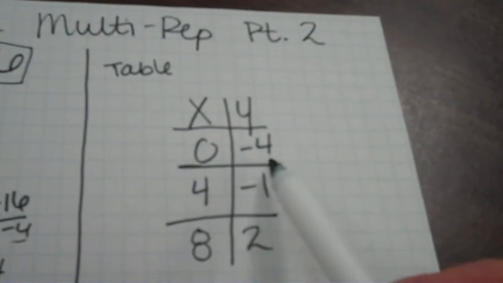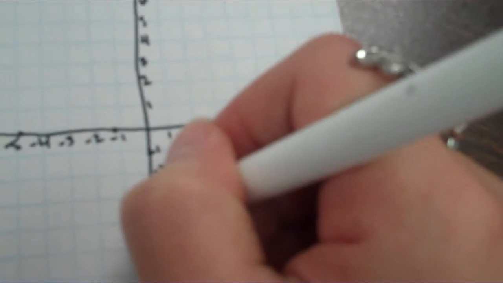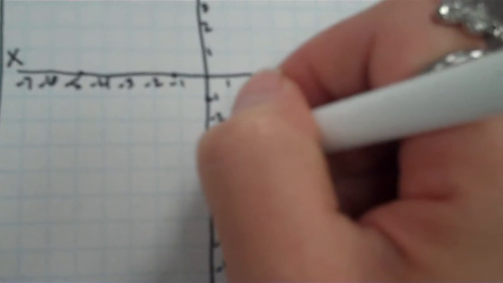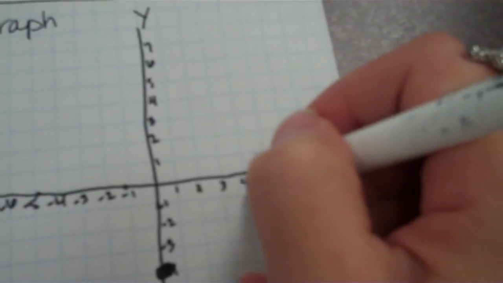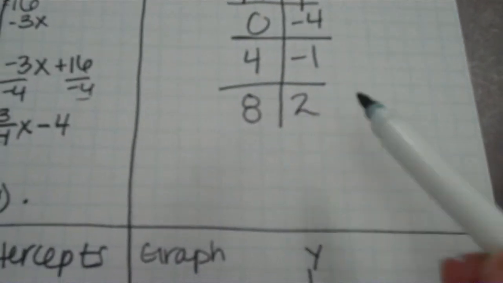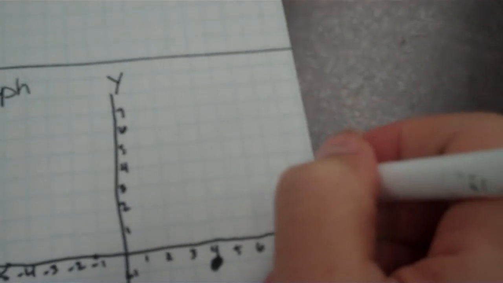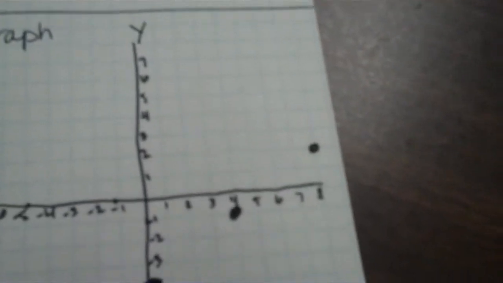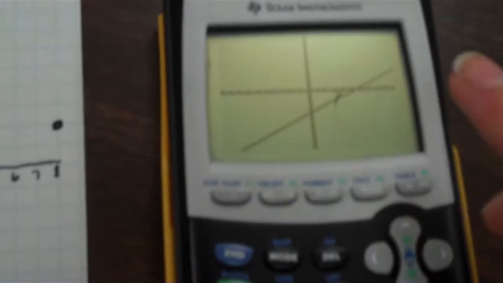So we need to plot a point at 0, -4. So 0 is in the middle, and then we go down 4. 1, 2, 3, 4. I'm going to put a really big point so you can see it, but y'all don't need to put the point that big. Our next point is 4, -1. So I go over 4, 1, 2, 3, 4, and then down 1 and put a big old point. Okay, and then my next point is 8, 2. So 1, 2, 3, 4, 5, 6, 7, 8, 1, 2. Okay? Alright, and as you can see, those dots are on the same line.